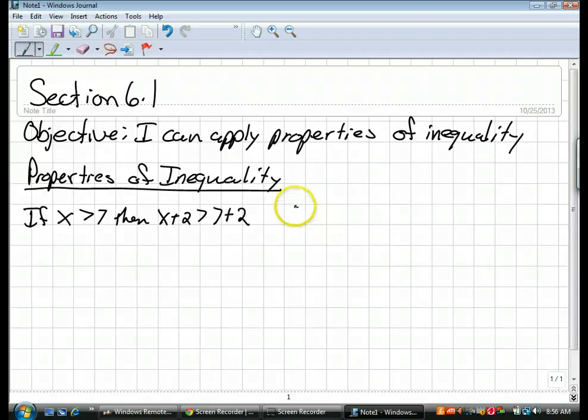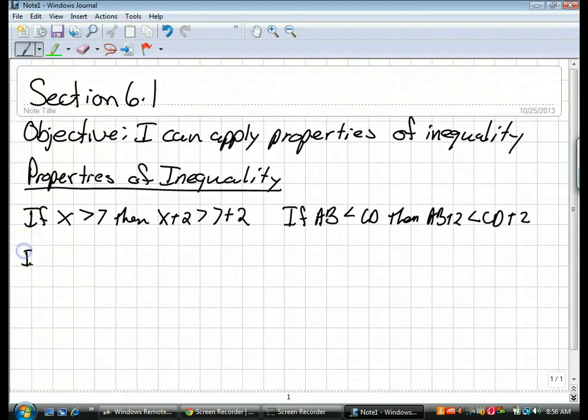In geometry, we would use it something like this. If length of AB is less than length of CD, then length of AB plus 2 is less than length of CD plus 2. Okay? So if you add the same amount to two segments, and the original one is shorter than the second one, then the inequality still stays true.